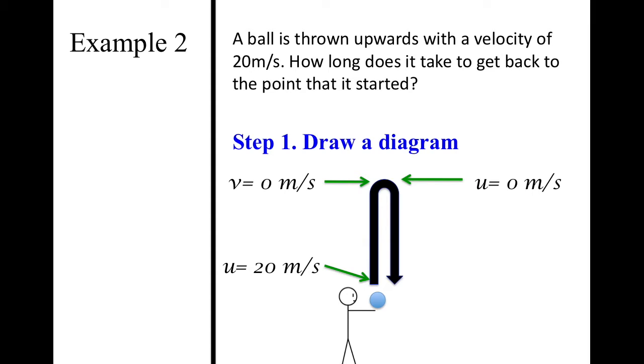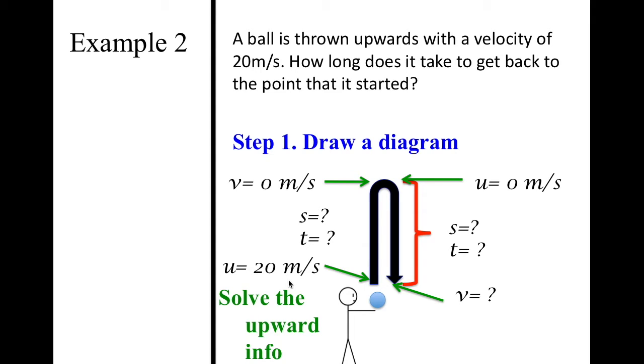And then, of course, on the other side, we're looking at it from two different steps, the upward motion and then the downward motion. We don't know the velocity at the end, and we don't know the time and the displacement on either side. So what we're going to do is begin on the left side, since we have one data point that we can play with. So let's go ahead and solve the upward info first.